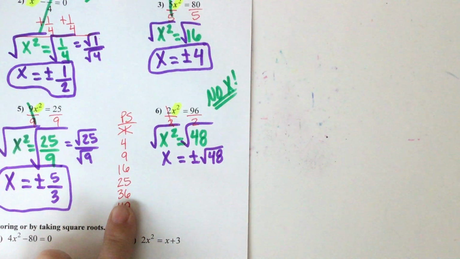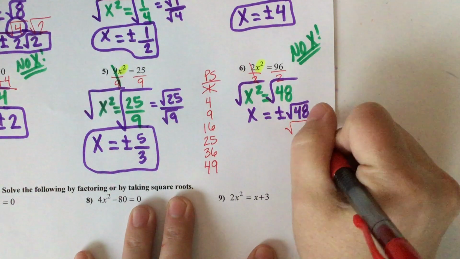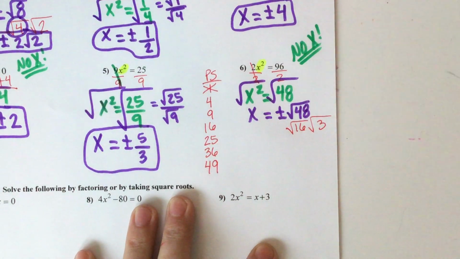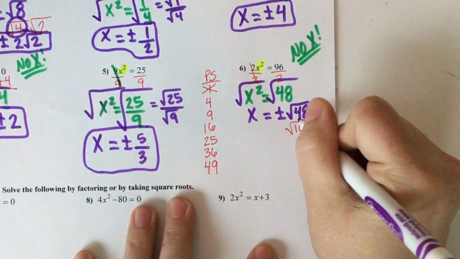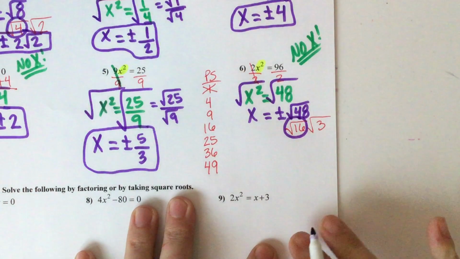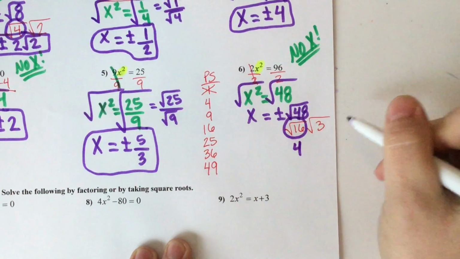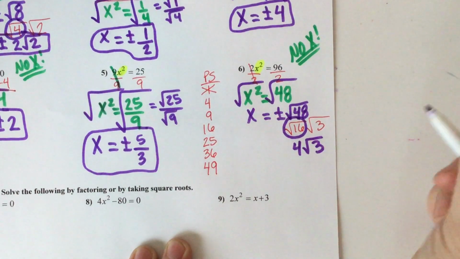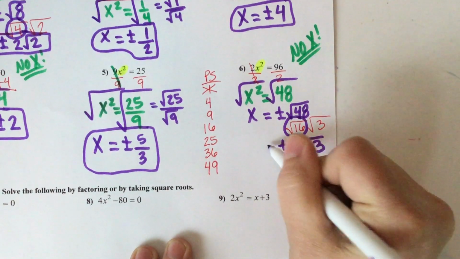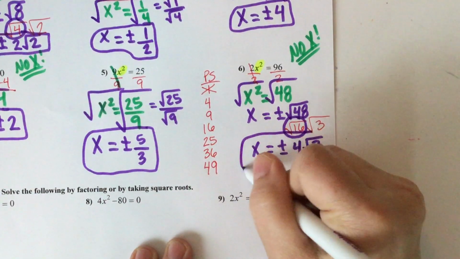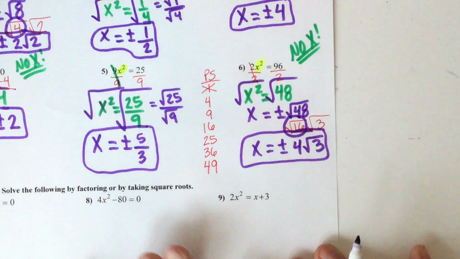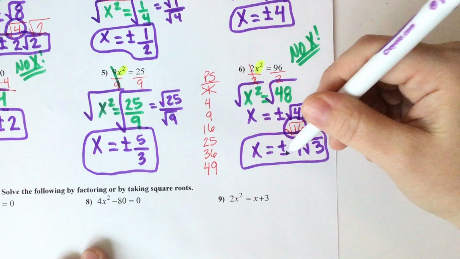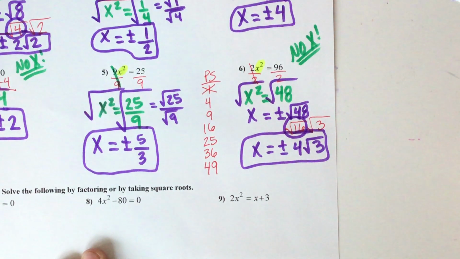Okay, so I'm going to rewrite it as the square root of 16 times the square root of 3, because 16 goes in there 3 times. And then let's clean it up. What's the square root of 16? 4. And you can't take the square root of 3 because 3 is not in the list, so it just stays square root of 3. Then you recopy the plus minus, and that's the answer. x equals plus minus 4 square root of 3. So that means a positive 4 square root of 3 is an answer, and a negative 4 square root of 3 is an answer.